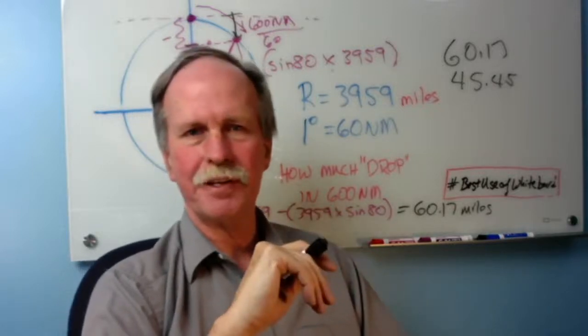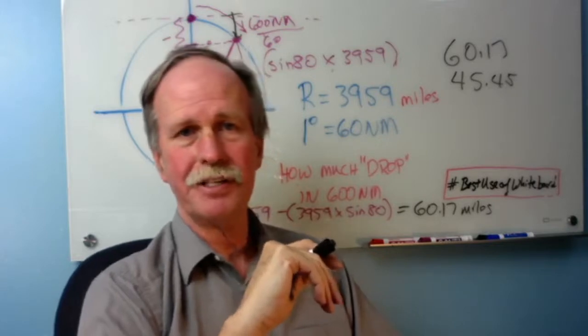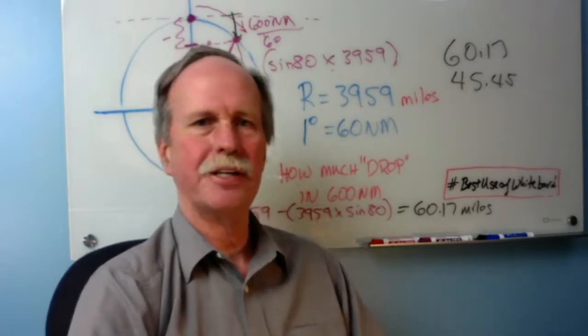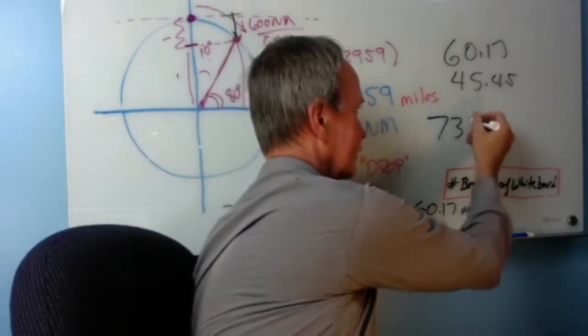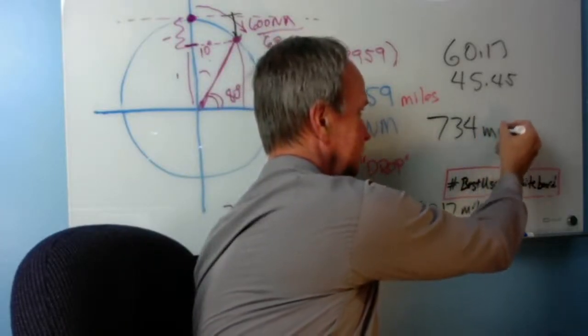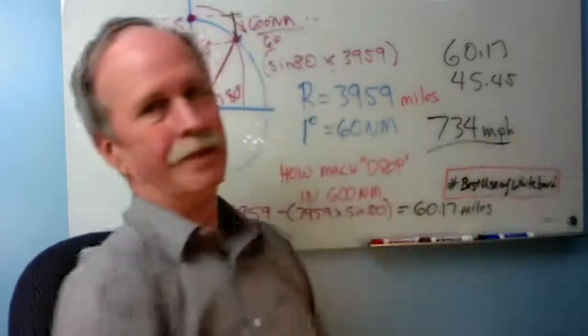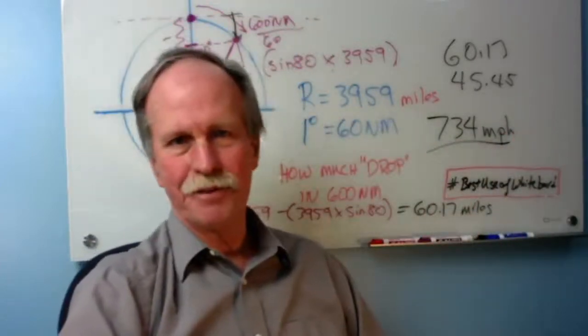By the way, for those of you that are following along and are curious as to what the rotational speed of the Earth at 45 degrees north is, if you want to check your answers, here it is. It's just shy of 734 miles per hour.